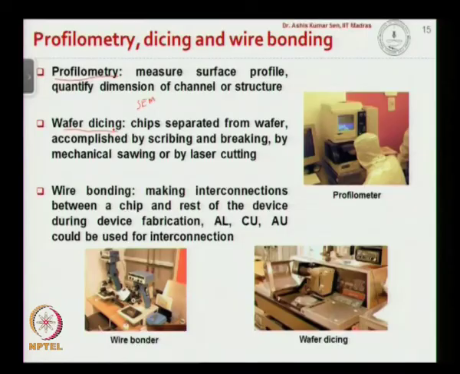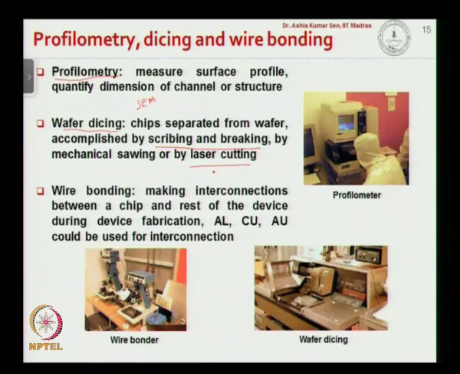First we scribe the wafer and then break it. Silicon is a very complicated material; depending on the crystal plane, crystal structure and orientation, we would have to scribe it accordingly and break it to dice. Alternatively, it is also done by laser cutting. So both mechanical sawing and laser cutting are used for dicing of wafers.